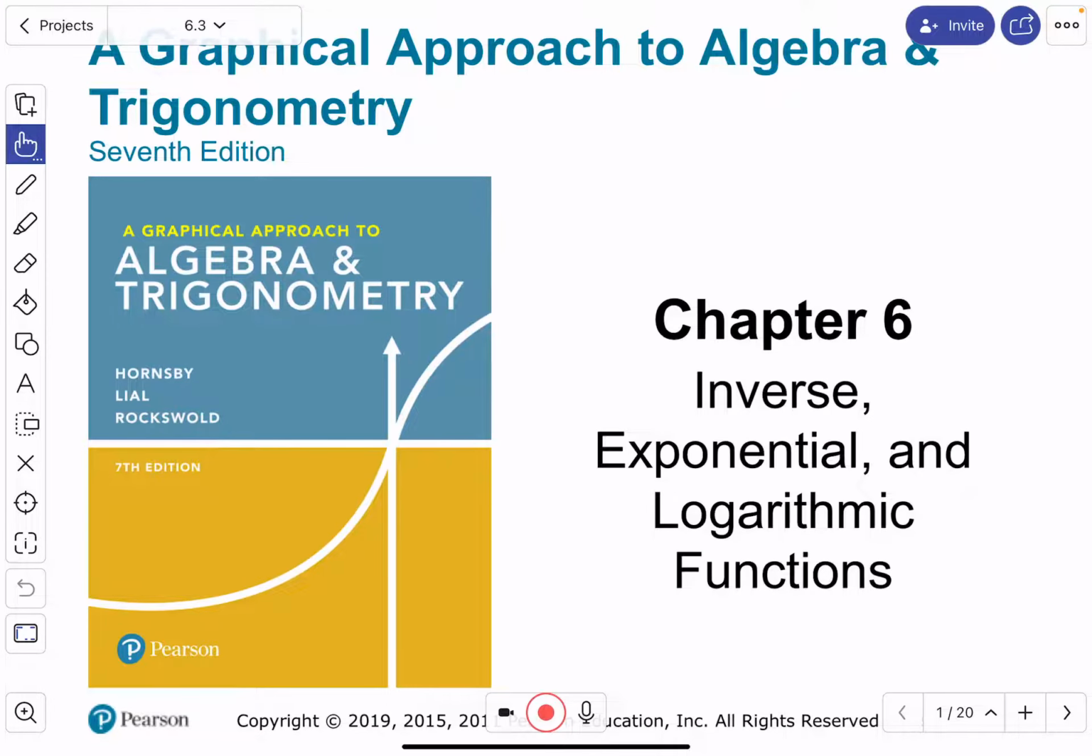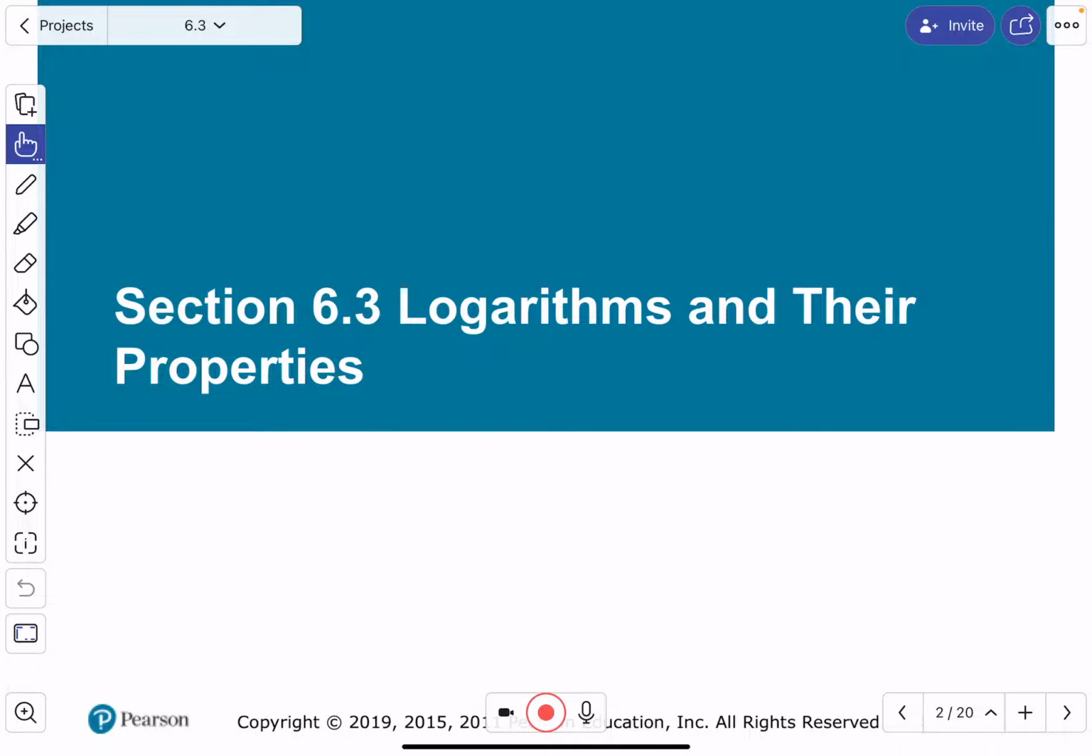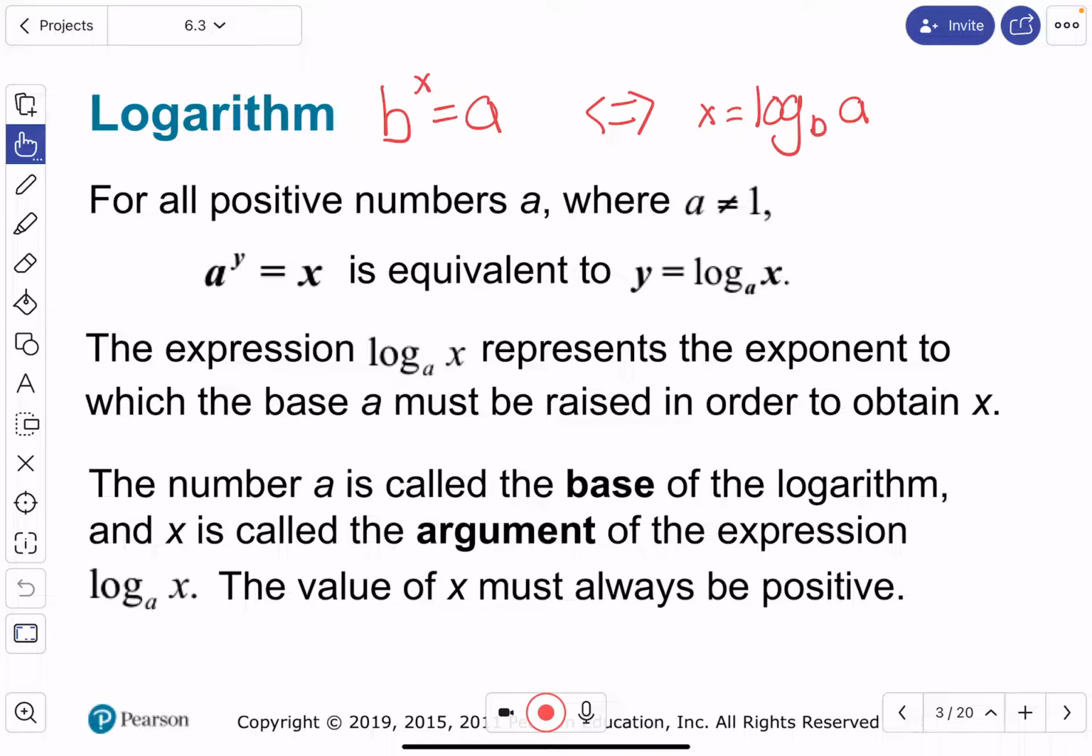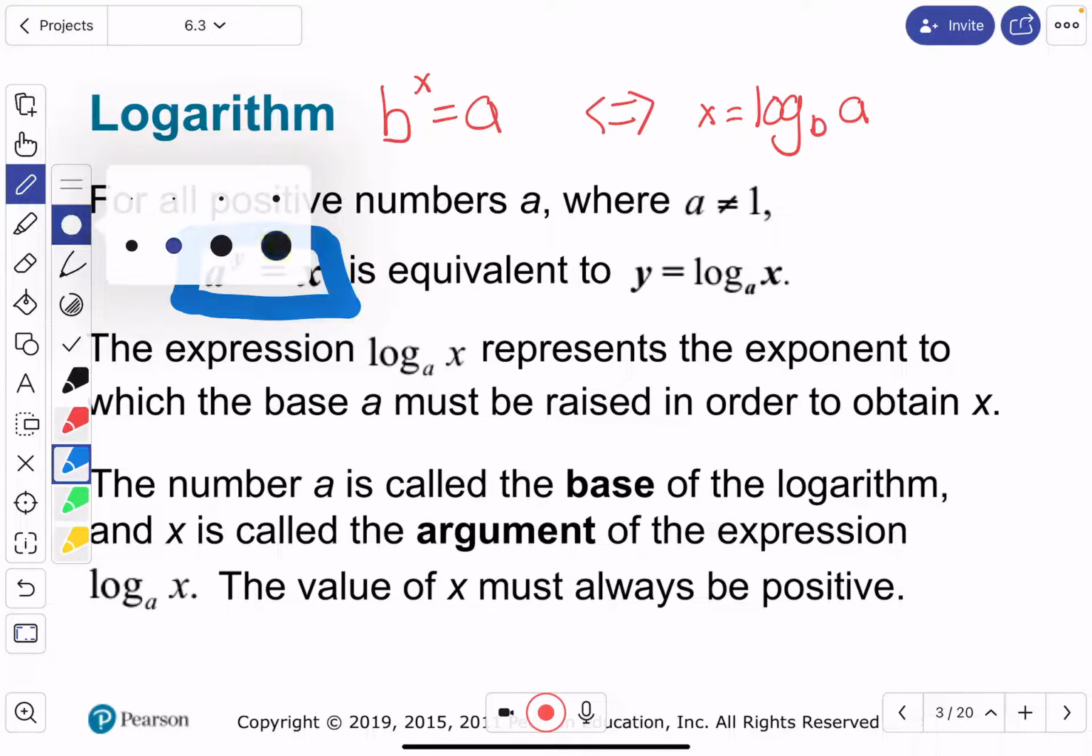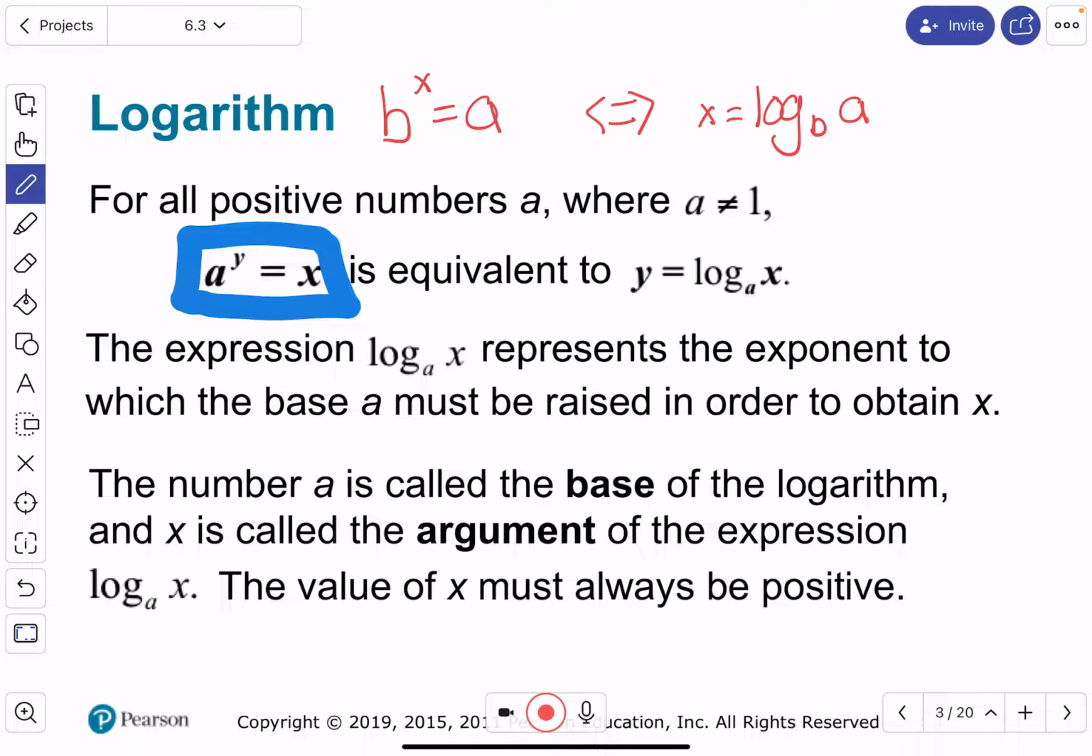So we're going to continue chapter 6. This is 6.3, and we're looking at logarithms and their properties. So all log functions are the inverses of exponential functions. So if our standard exponential function is e to the y equals x, then the log function reverses that, and it's y equals log base a of x.